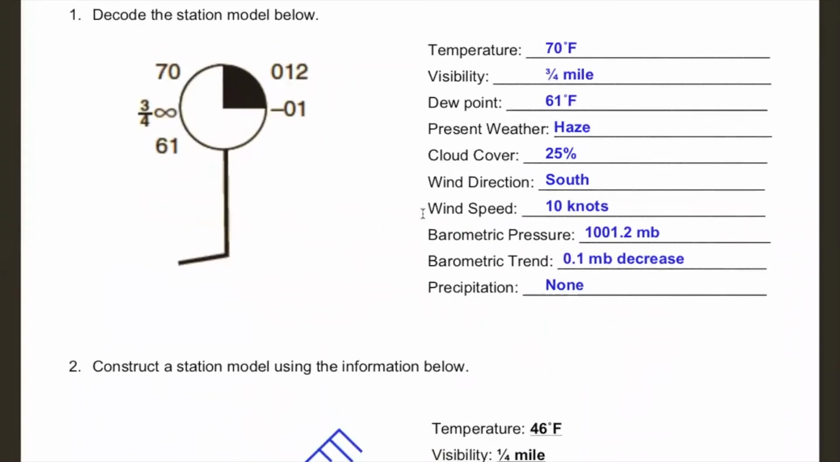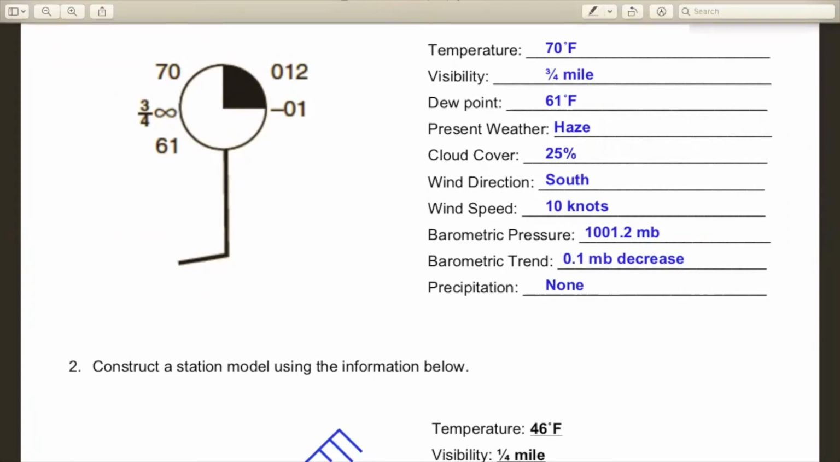All right. So haze. Cloud cover is just what percentage of the circle is shaded. The shaded part is the cloud cover, the clear part is the clear part. 25% is covered, so cloud cover is 25%. Wind direction: the stick points the direction the wind is blowing from. So we would call this a south wind. So the wind is blowing from the south and it actually is blowing to the north.